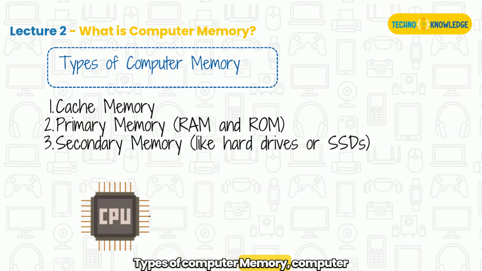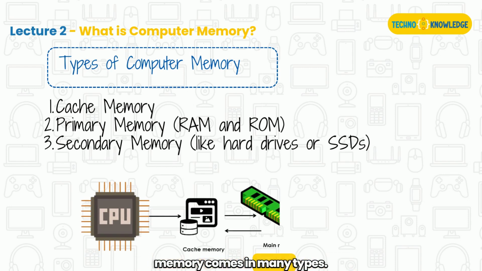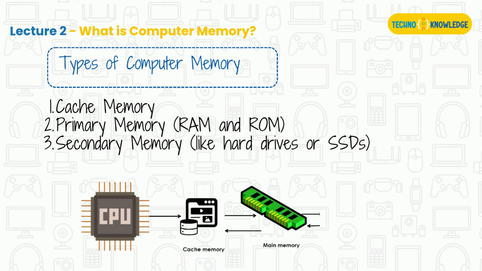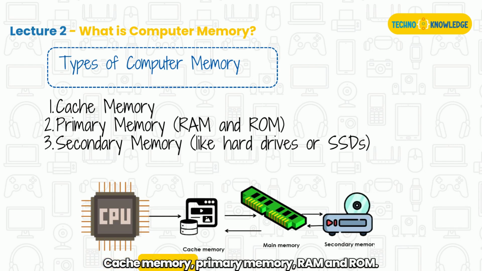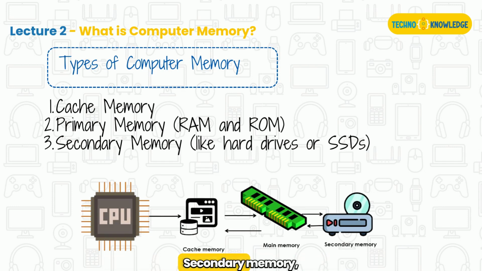Types of computer memory. Computer memory comes in many types. There are three main types: cache memory, primary memory, RAM and ROM, and secondary memory, like hard drives or SSDs. Each type of memory has a special job, and computers use all of them to work smoothly.